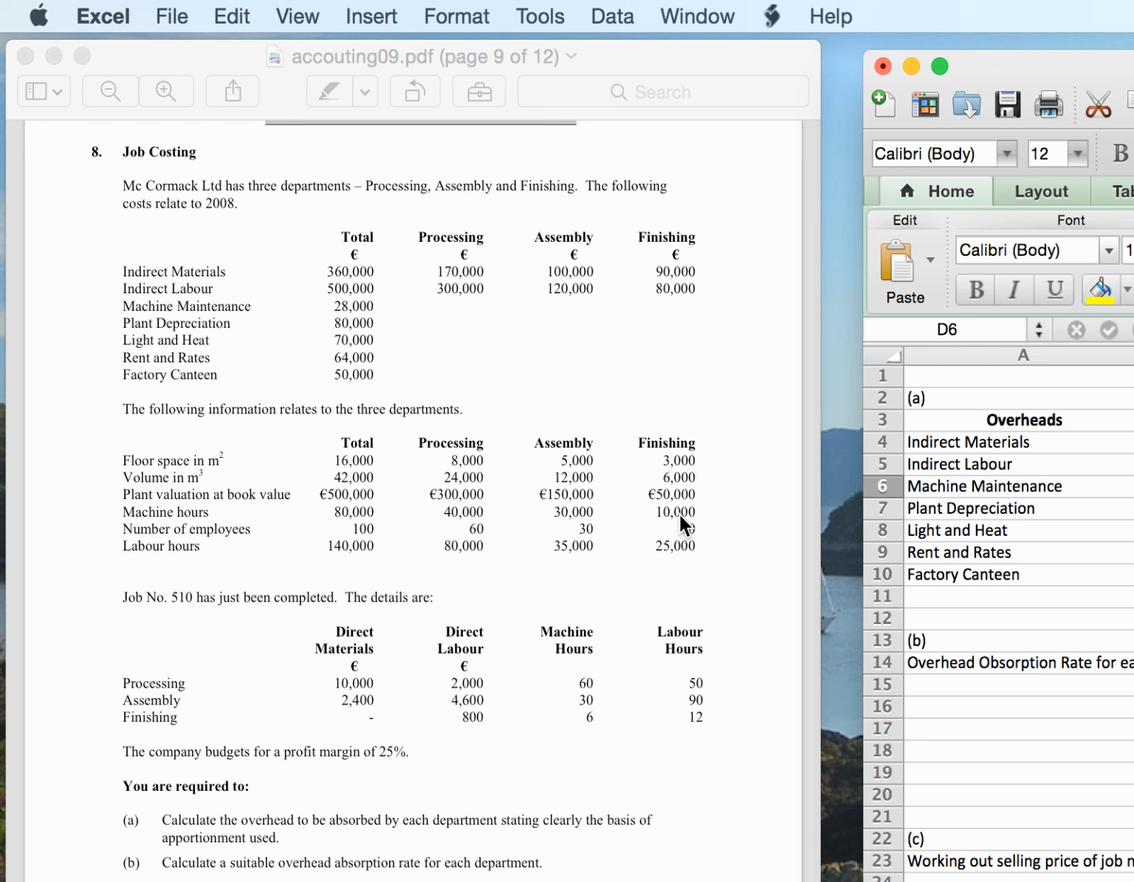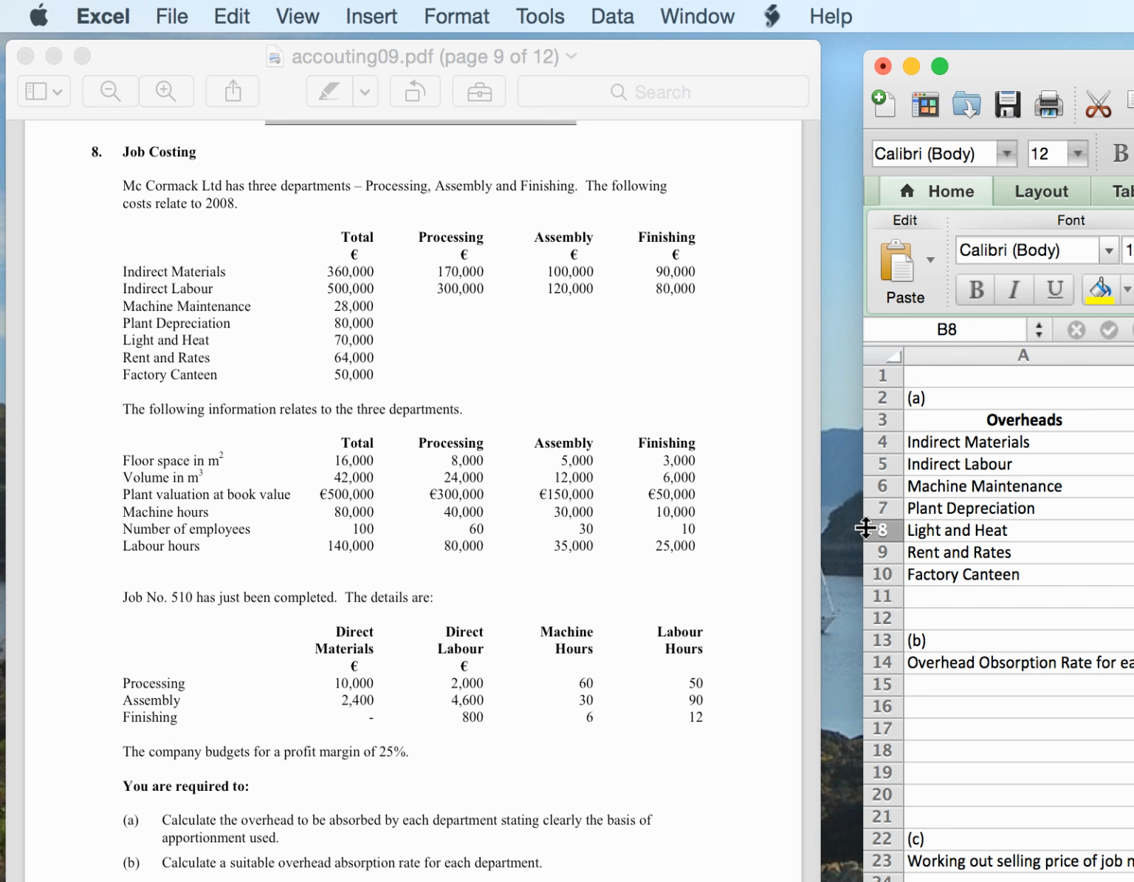So 40 over 80, which is half of the 28 grand, so that's 14 grand. That goes to the processing one. Then 30 out of 80, so that's 3/8, so it's going to be 28 grand times 3 over 8. And then the other one is 10 over 80, it's machine hours, so that's going to be 28 grand divided by 8, so it's 1/8 of it, 3.5 grand.